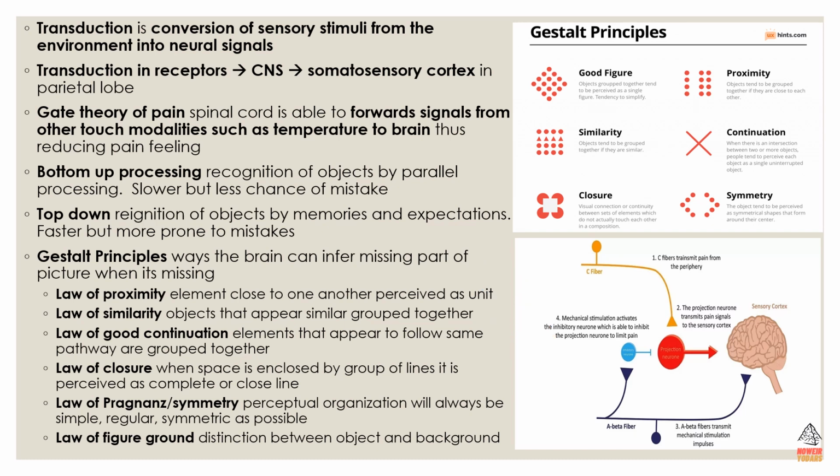And then lastly, you have the law of figure-ground, which is the distinction between object and background. An example of this is a silhouette of a person against a bright background. We perceive the person as the figure and the background as the ground.